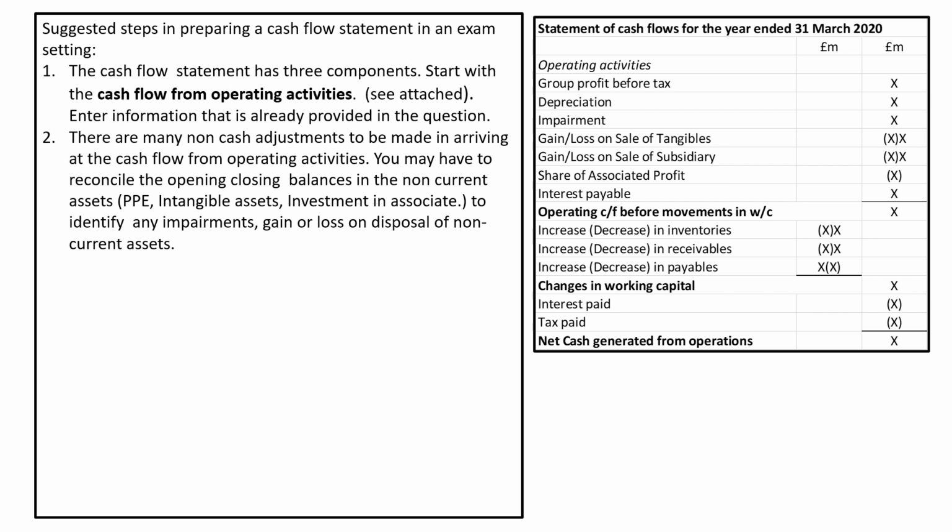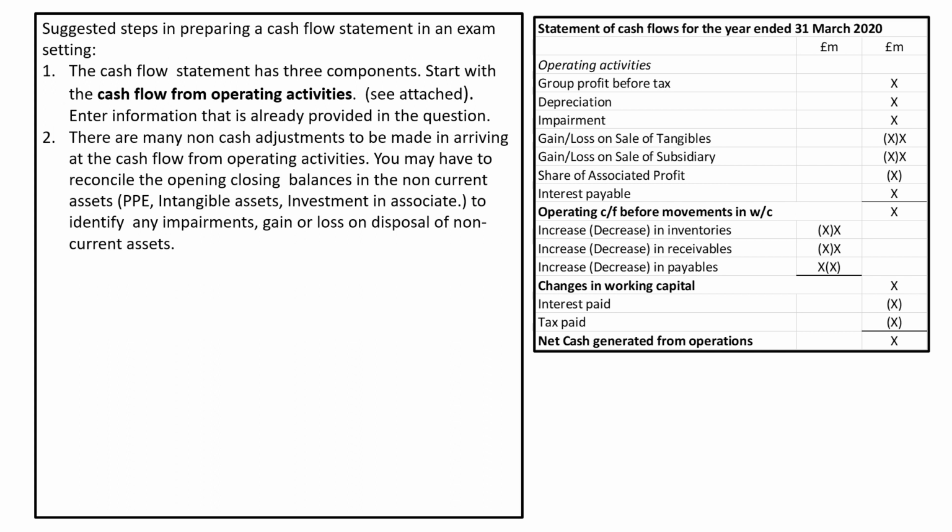The suggested steps in preparing a cash flow statement in an exam setting. As you know, the cash flow statement has 3 components. So start with the cash flow from operating activities. In the diagram attached, you can see that we start with the group profit before tax taken from the income statements and then adjust for the non-cash adjustments.